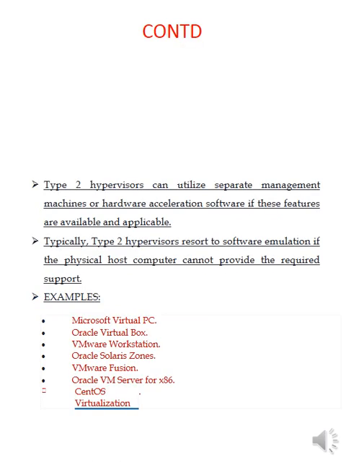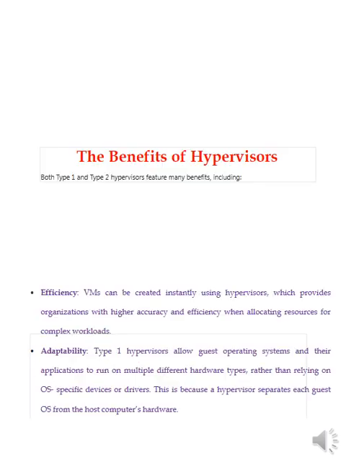So a type 2 hypervisor can utilize separate management machines or hardware accelerator software, where they are available and applicable. Type 2 hypervisors resort to software emulation if the physical host computer cannot provide the required support. Examples are Microsoft Virtual PC, Oracle VirtualBox, VMware Workstation, Oracle Solaris Zone, VMware Fusion, Oracle VMware Server for x86, CentOS virtualization.